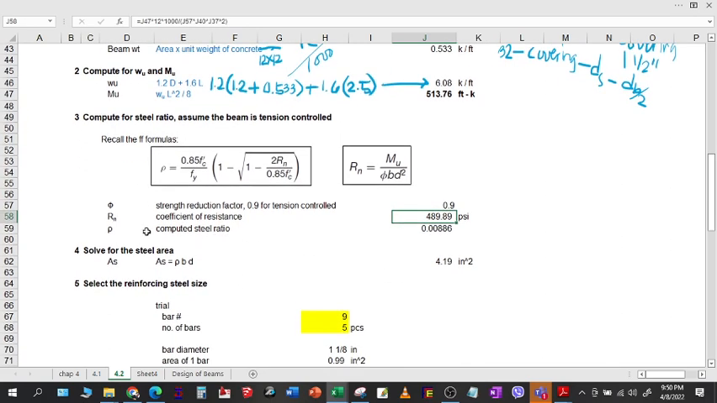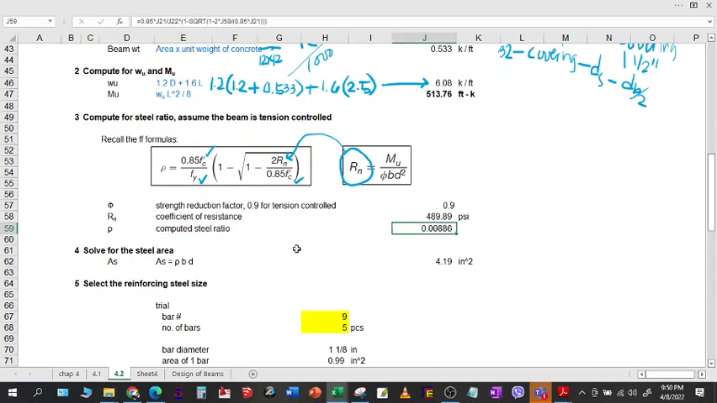Next is to compute for the computed steel ratio with this formula. After solving for Rn, you can plug in the value of Rn here and then solve this equation. Fc prime is given, Fy is given. You can solve the whole equation and this will be the answer.